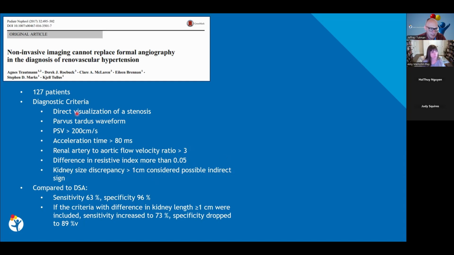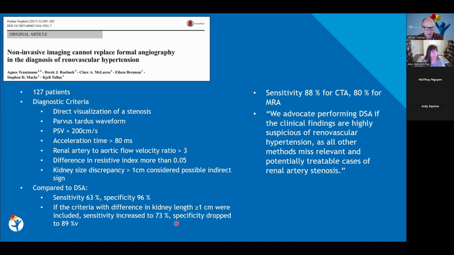So using any one of these criteria, again, pretty low sensitivity, about 63%, with a higher specificity. Then if they included that criteria of the difference in the kidney length, a little bit higher sensitivity, but lower specificity. There's also not a whole lot of data out there for CTA and MRA, but in this particular paper, they talked about CTA at about 88% and MRA at 80%.